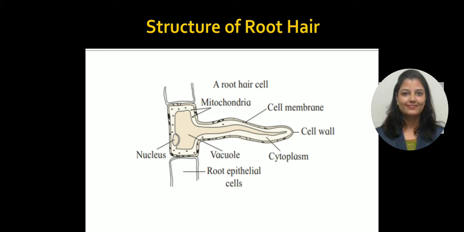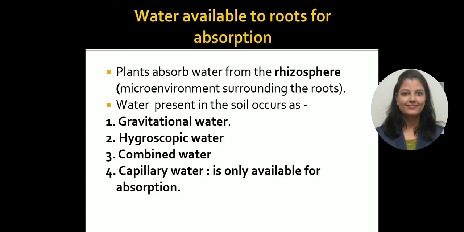It has a large central vacuole, which is a hollow vacuole present in the center, surrounded by a thin film of cytoplasm, plasma membrane and a thin cell wall, which is double layered. The outer layer is composed of pectin, and the inner layer is made up of cellulose. The cell wall which is present here is freely permeable, but the plasma membrane is selectively permeable only. So this is the structure of a root hair.